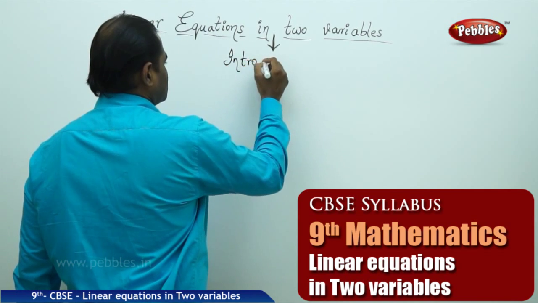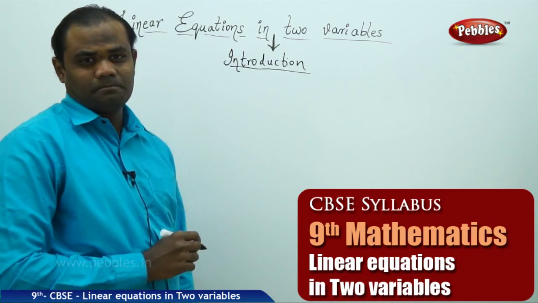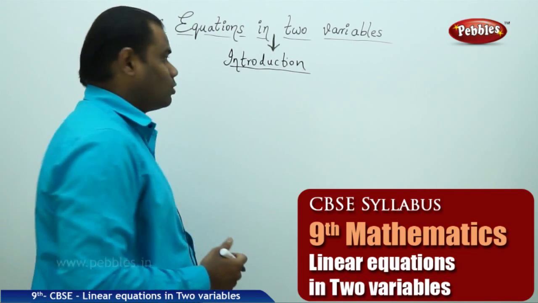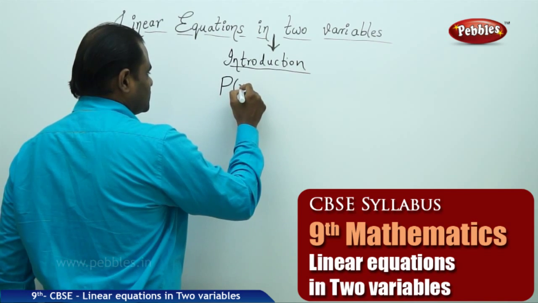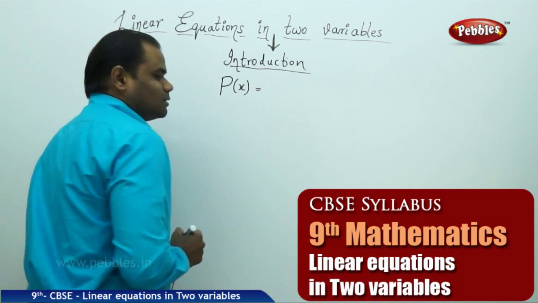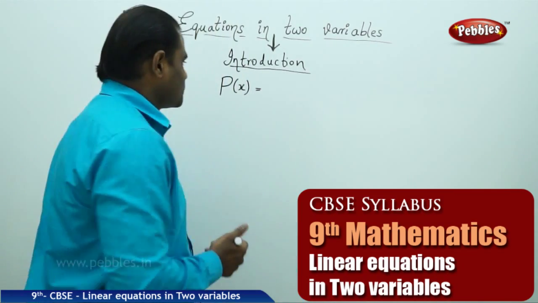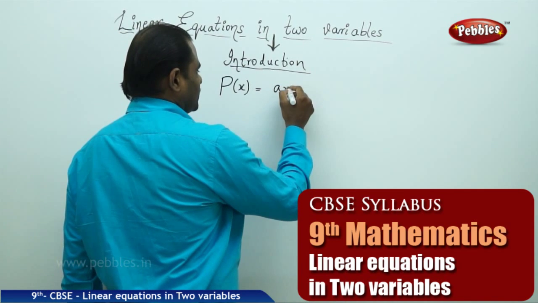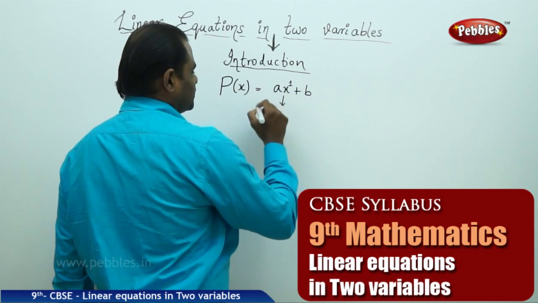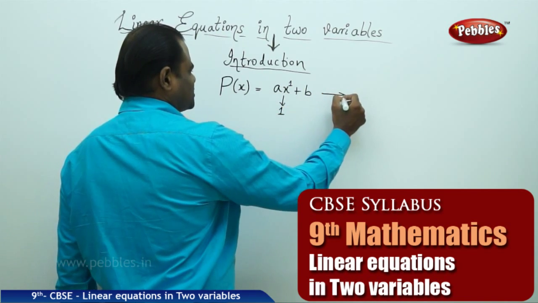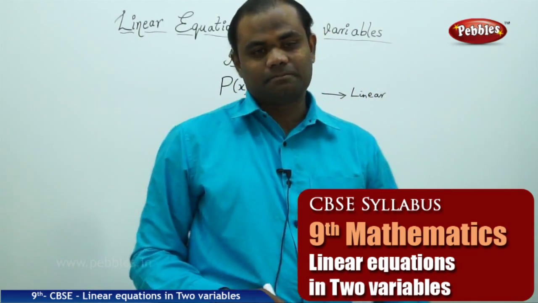Before we go into the definition, let's get into an introduction on linear equation to recap the linear polynomial. As we know, the polynomial function denoted by p of x with variable x is linear if it has its highest degree of the variable as 1. Say for example, I have ax plus b. In this case, the highest degree of x is 1 and hence such a polynomial is called a linear polynomial in x.